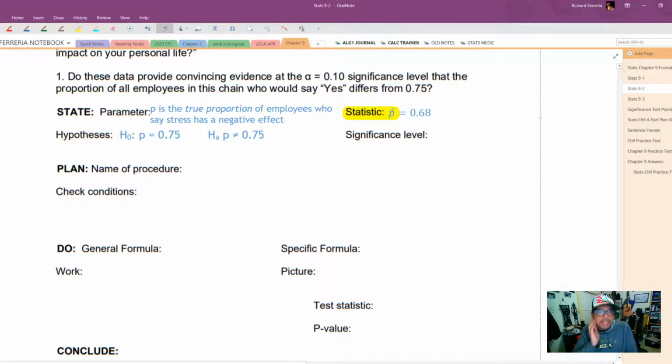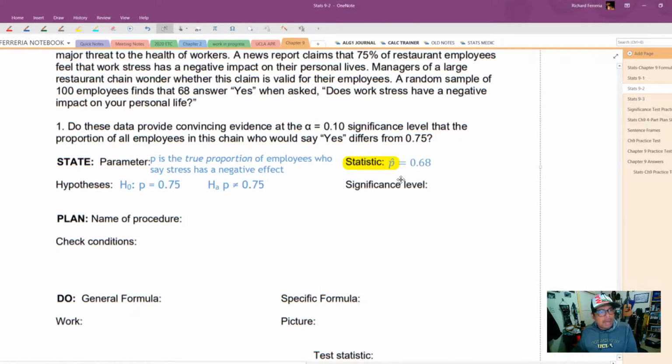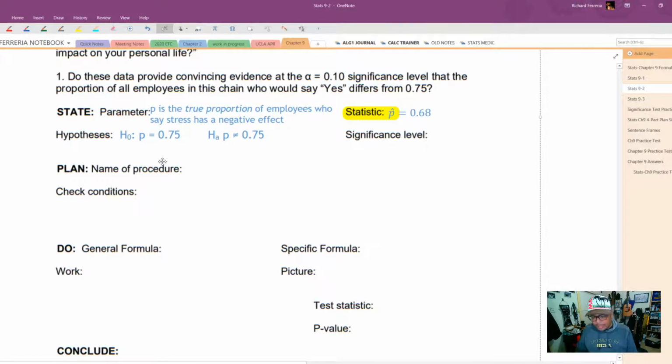The statistic is p hat equals 0.68, which is a number that came out of the experiment or the survey. The random sample is 68 out of 100, and that's where that 0.68 comes from. The p hat always comes from either the experiment or the survey. And we just read that the significance level is 0.1, so that's usually not a difficult part here. So we're ready to name the procedure.